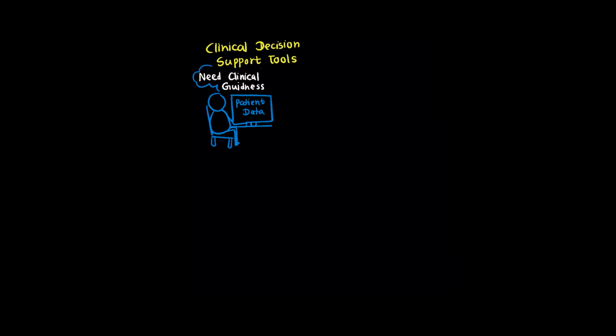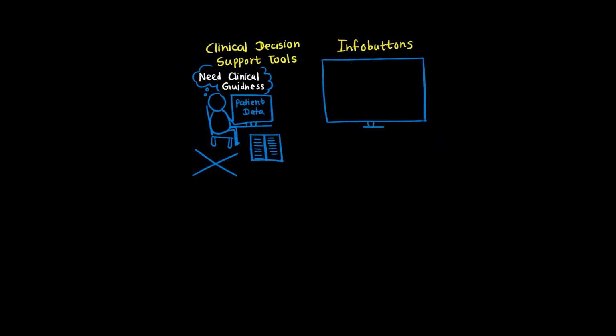Let's explore a specific type of clinical decision support tool that addresses information access at the point of care. Clinicians need access to medical knowledge and guidelines while they're seeing patients, but opening separate applications or searching websites disrupts workflow. Info buttons solve this problem elegantly. An info button is a context-aware link embedded directly in the EHR that, when clicked, automatically searches relevant knowledge resources based on the patient's specific data and the clinical context.